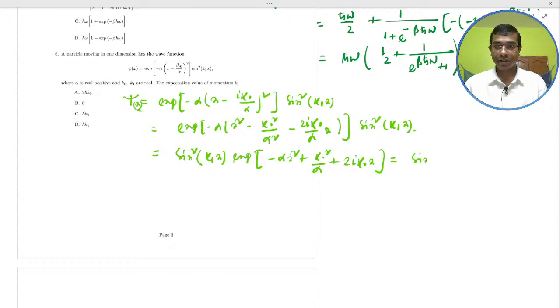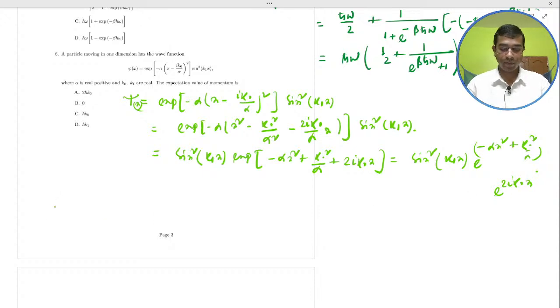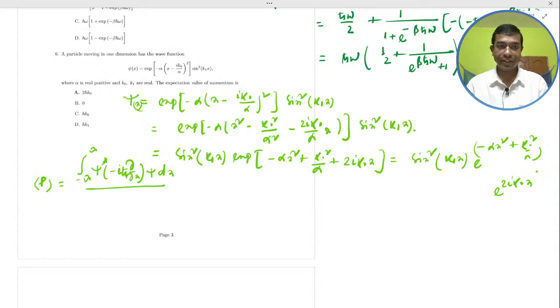This is equal to what? The sine square k1 x into e to the power minus alpha x square plus k naught square by alpha, within bracket, into e to the power twice i k naught x. So for the expectation value of the momentum, expectation value means p average. In quantum mechanics, the average is dealt with as the expectation value, that is, minus infinity to infinity psi star, momentum means minus i h cross del by del x, psi dx.